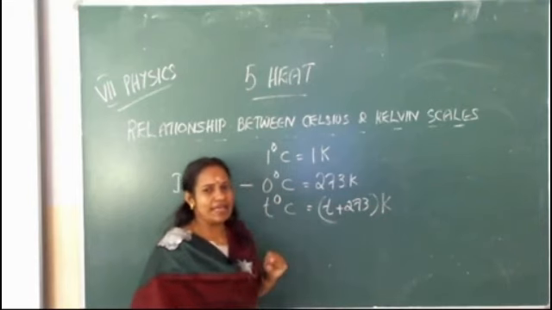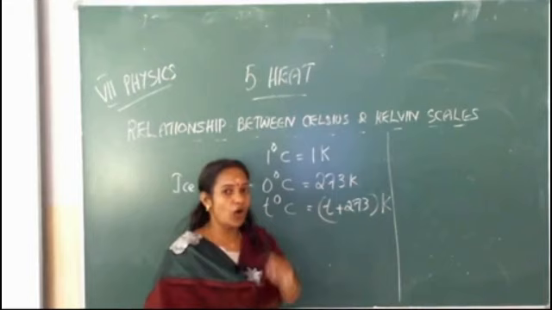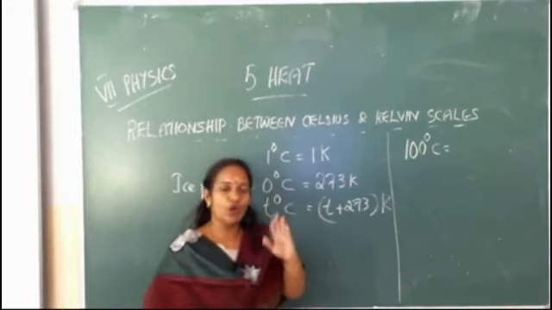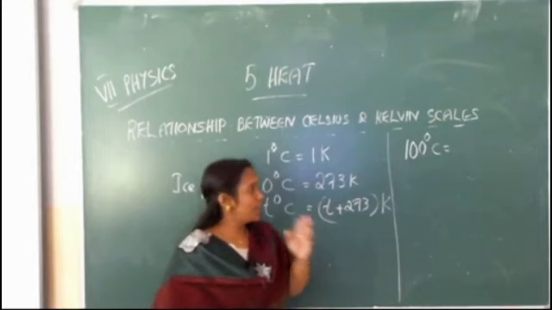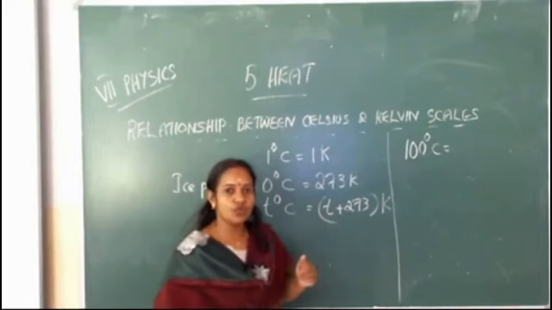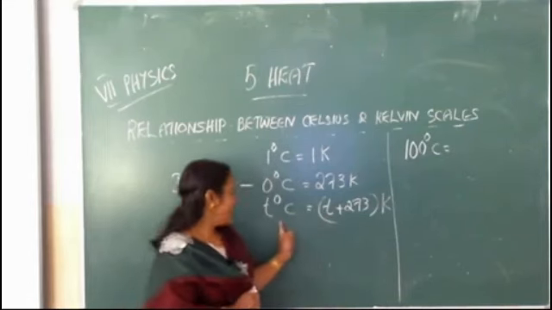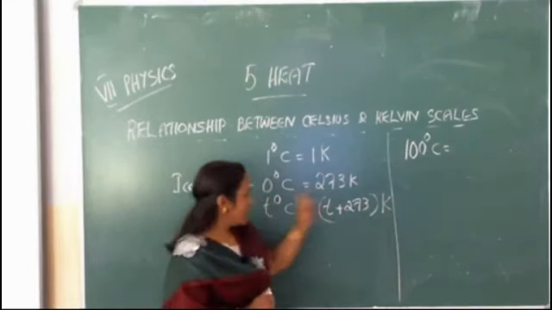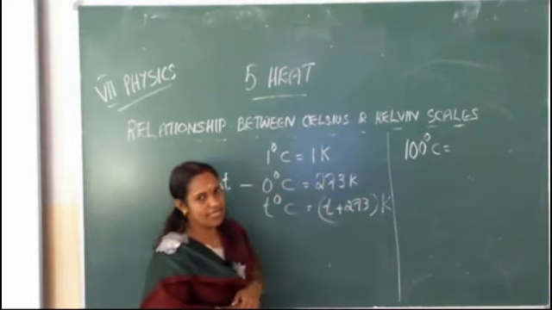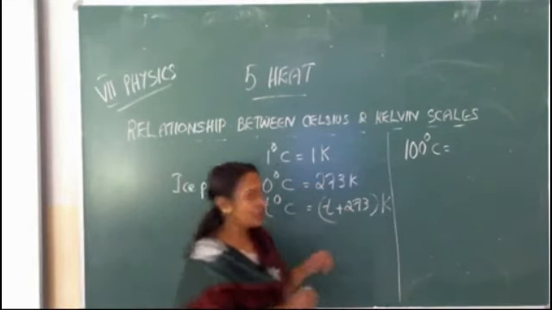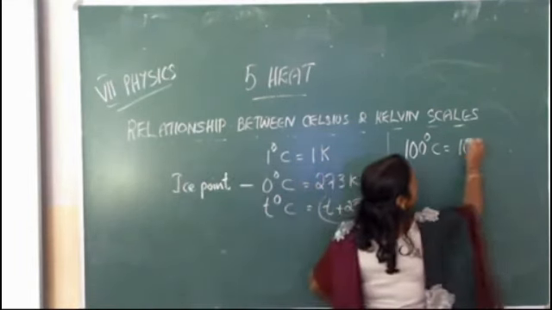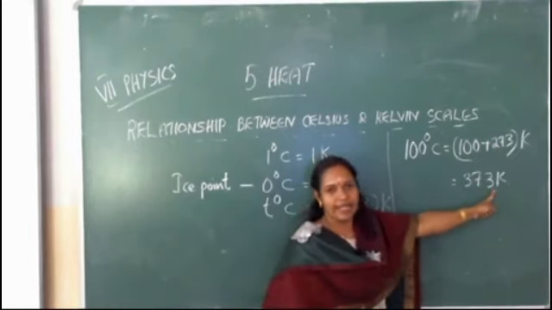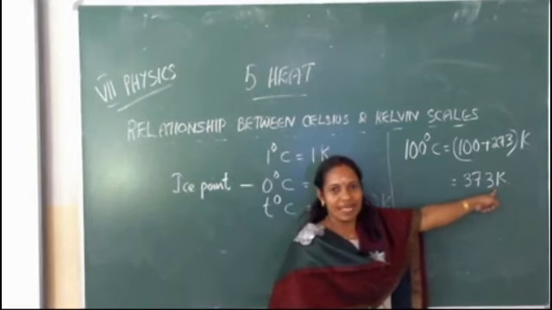Just we can take an example. What about the steam point in Celsius scale? 100 degrees Celsius. Assume that we don't know the value of steam point in Kelvin scale. So what to do? We know the relation. t degree Celsius is equal to t plus 273 Kelvin. Here t is 100 degrees Celsius. So what we have to do? Just add 273 to the 100. That is 373 Kelvin. That is the steam point in Kelvin scale.